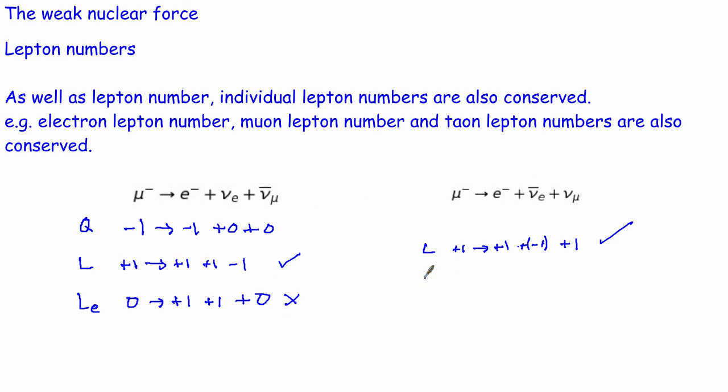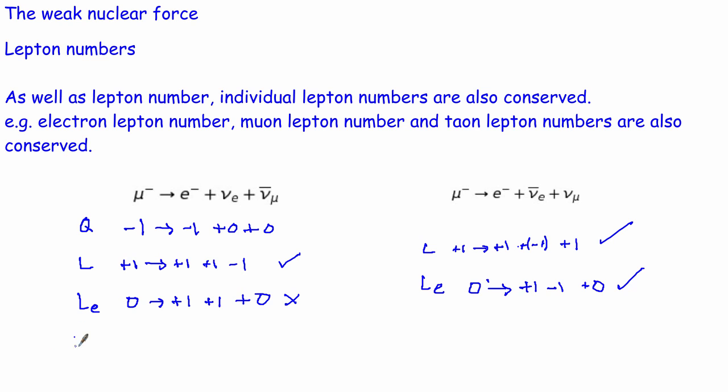So let's try this one. My electron lepton number. So again, that's not an electron type particle, so 0 goes to this one, which is an electron antiparticle. So that gets a -1. This one isn't an electron lepton particle, so that's a 0 because it's a muon type particle. So I've got 0 goes to 0, so that works.